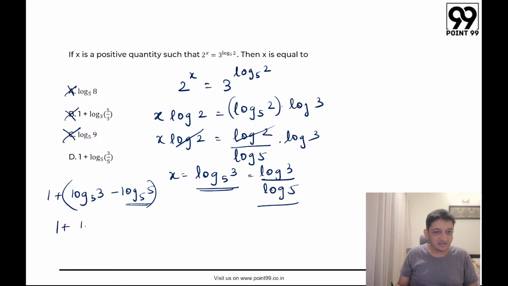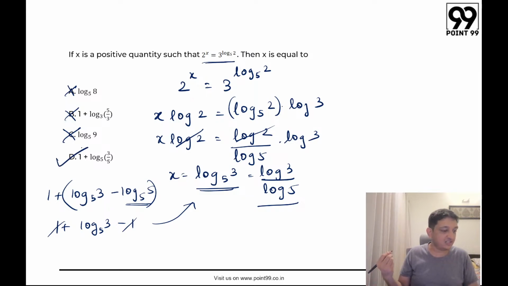So my simplification is going to give me 1 plus log 3 to the base 5 minus 1. These two will get cancelled out, and I'm going to get log 3 to the base 5, or log 3 by log 5, which is equal to the expression that I had got by simplifying this particular thing. So option D is the right answer here. Okay, simple question, again manageable question. You can handle this even if you have a very basic understanding of logs.